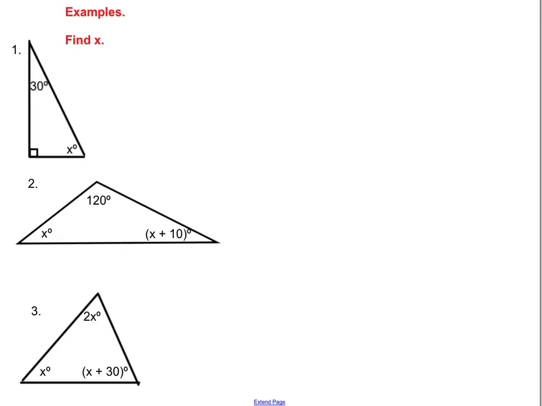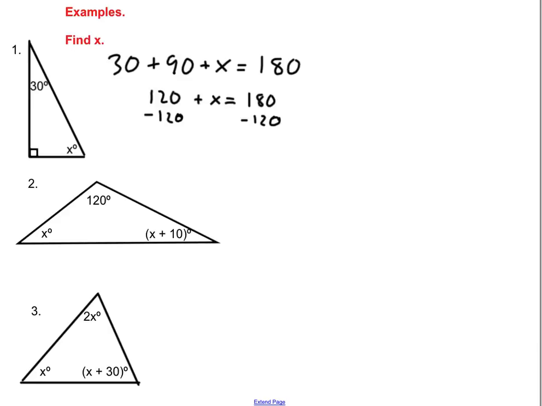So a couple quick examples. Number one is a right triangle. There's also a 30-degree angle in it, and we're supposed to find x, the missing angle. So we know the three angles of a triangle add up to 180 degrees. So we write an equation to represent that. 30 plus 90 plus x equals 180. Combine like terms. Subtract 120. X equals 60.